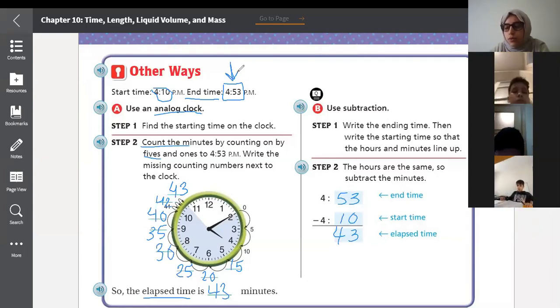So we have 3 ways here: number line, using a clock, and using subtraction. And you should be able to know how to use all the methods. So you can test them, and then whichever one you find easier, you can use the easiest one. Okay, I'm going to move on to the next part.